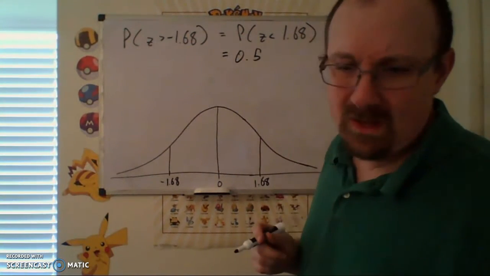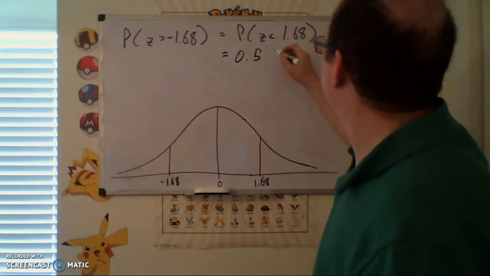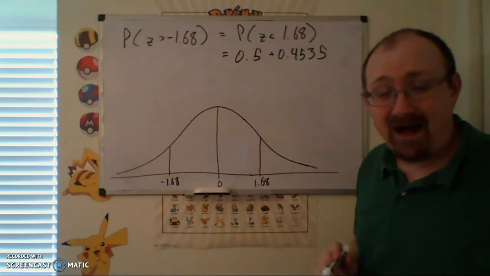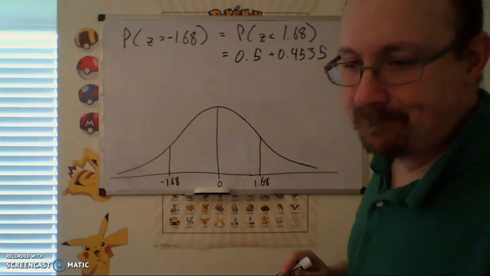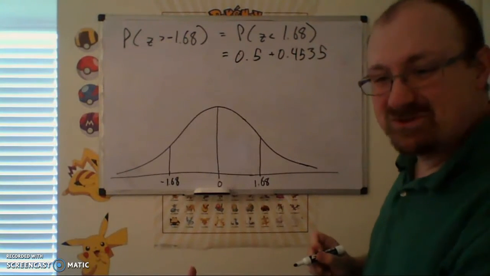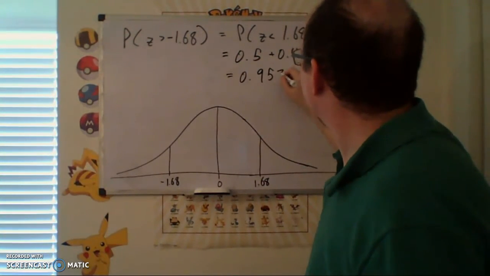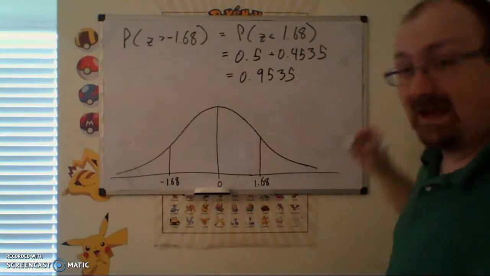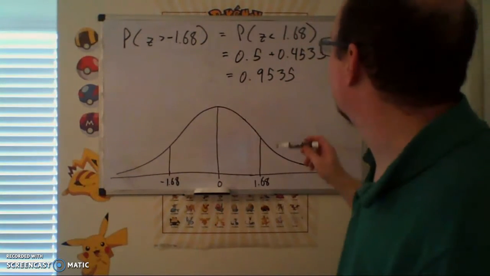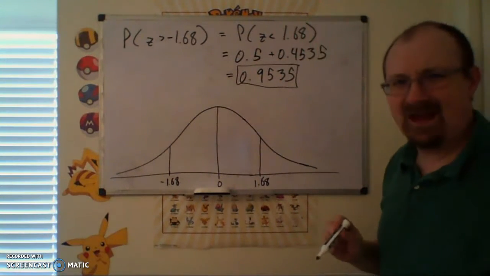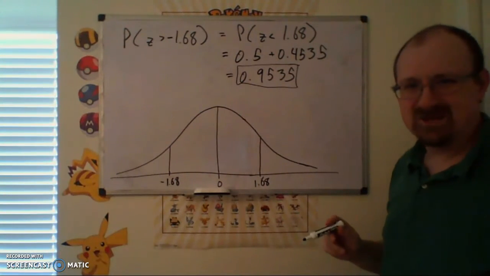So when I looked at that guy, I got 0.4535. Okay, so now I add these two together, and that gives me 0.9535. So yeah, it is extremely likely we're going to end up grabbing a value that lives in that category. I didn't put a box around any of my answers last video.